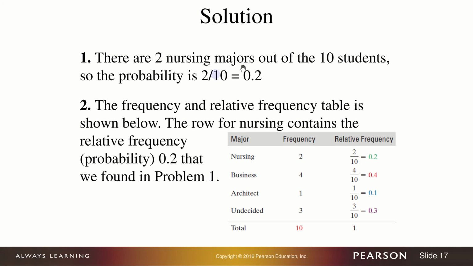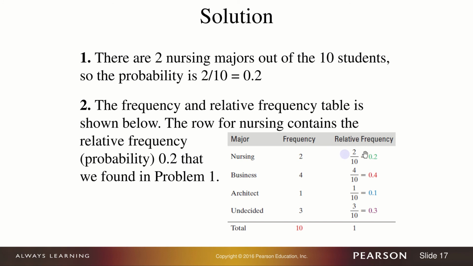So we already talked about this, right? 1/5, 2 over 10, or 0.2 being the probability of being a nursing major. The frequency and relative frequency table are very easy to construct. Notice we know there's 2 nursing, 4 in business, 1 in architecture, and 3 in undecided, for a total of 10. The relative frequencies are just going to be 2 over the total number 10, 4 over 10, 1 over 10, and 3 over 10. Notice what happens when you add those. You get 2, 6, 7, 10 out of 10, which is 1, as you would expect.